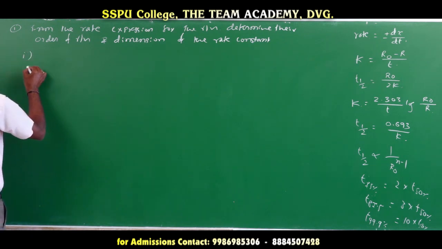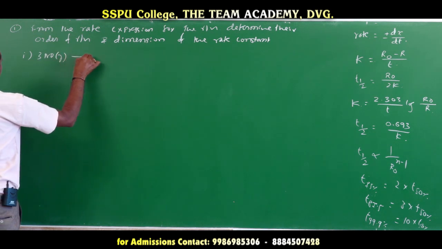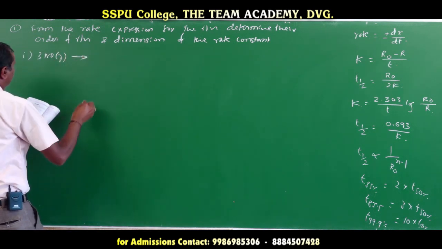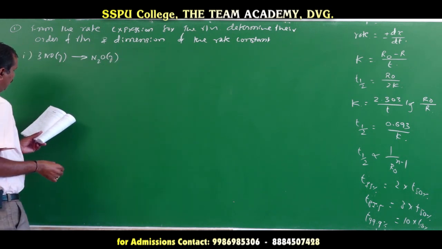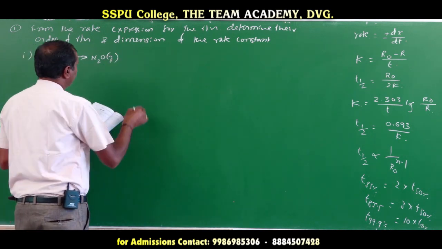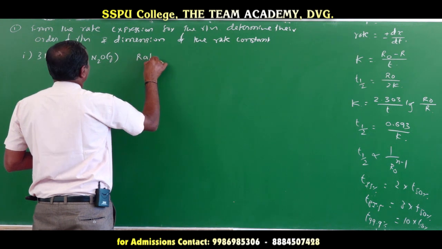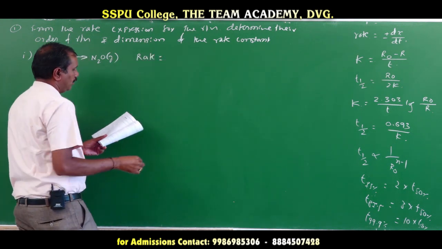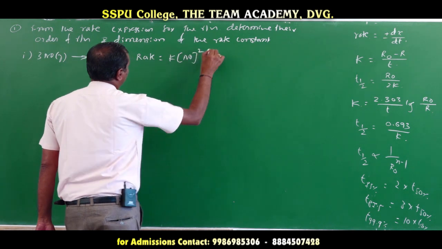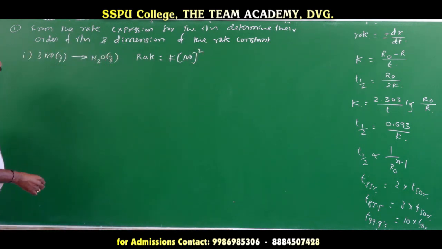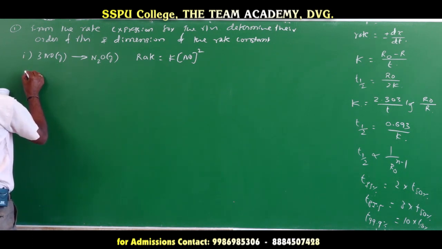One is 3NO gas becomes N2O gas. Rate is given, where rate is equal to K into NO to the power of 2. So like that, many equations are given.